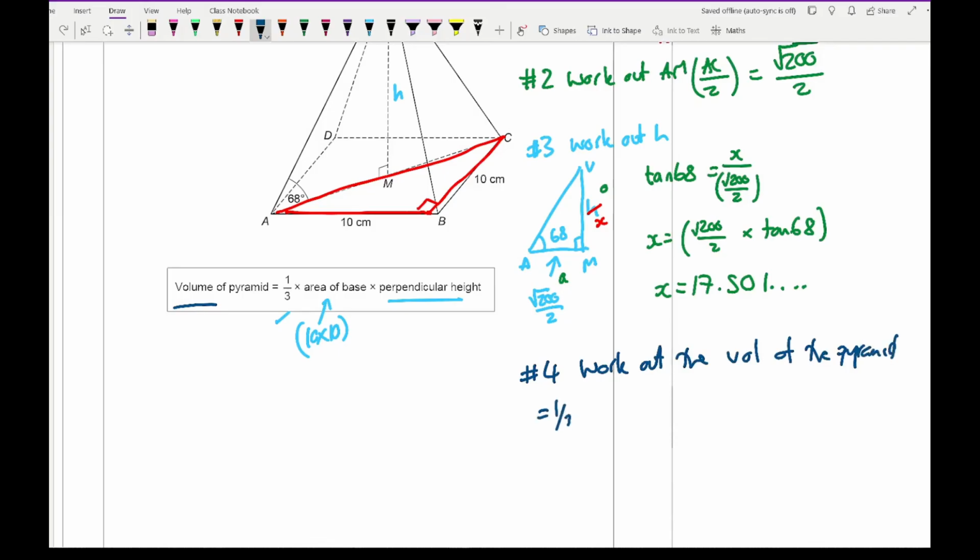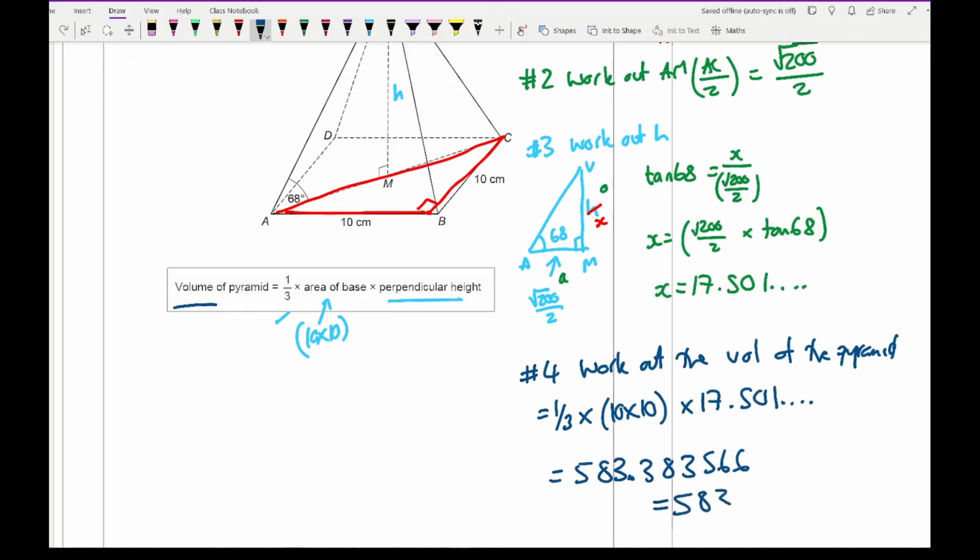which is going to be a third times 10 times 10, which is 100, times the perpendicular height, which I've now worked out as being 15.1, etc. I've still got that number on the calculator, so if I multiply that by 100, and multiply that by a third, I get my final answer as 583.383566. Now you may have an answer that's slightly rounded or slightly different. That's only because you've used rounded answers, whereas I've used the exact values. So I'm just going to write this as 583.4, in centimetres cubed, and that's to 1 decimal place.